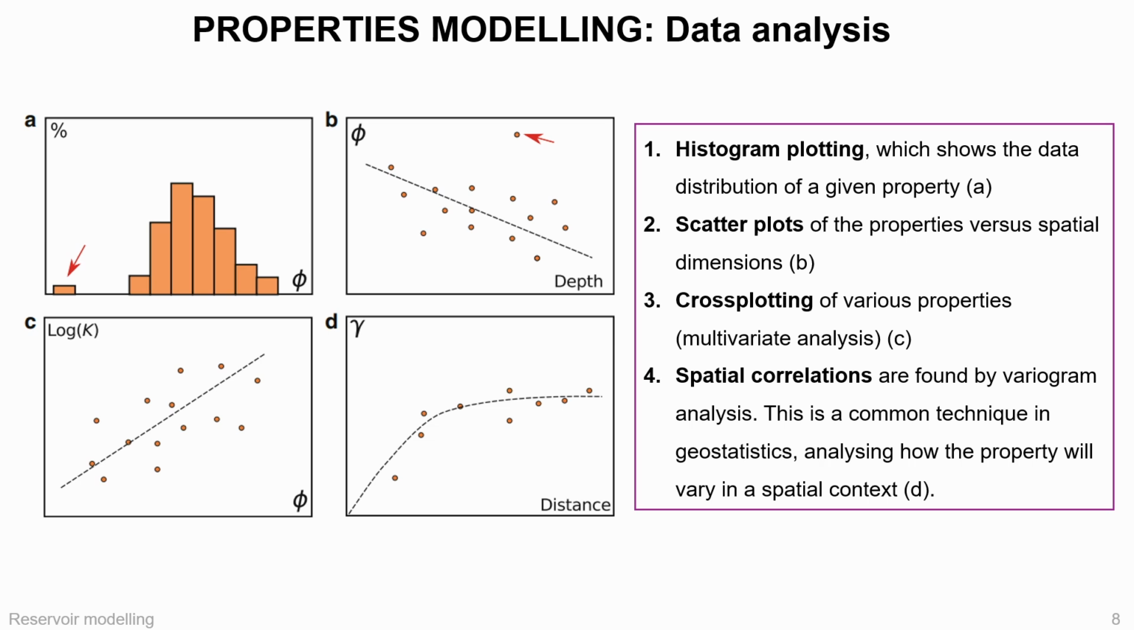If you skip this step, you may build a model that honors well points but produces unrealistic property distributions overall, which will later produce unreliable volumetrics and simulation forecasts.